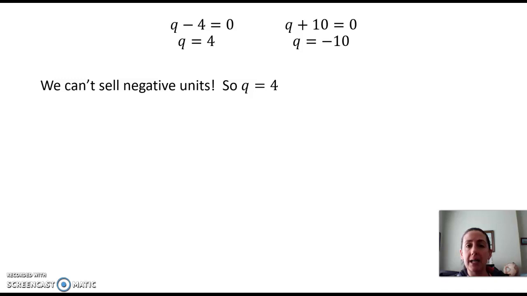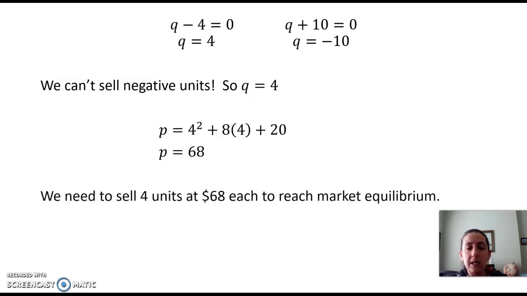We'll just plug it back into either supply or demand. It doesn't matter which one to get our price, because remember, this is where supply is equal to demand, so the price should be the same. So 4 squared plus 8 times 4 plus 20 gives me 68. If you plugged it into the demand equation, you would have gotten the same thing. So we need to sell 4 units at $68 each in order to reach our market equilibrium.